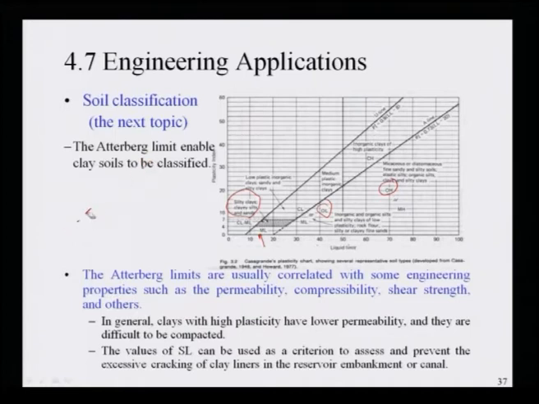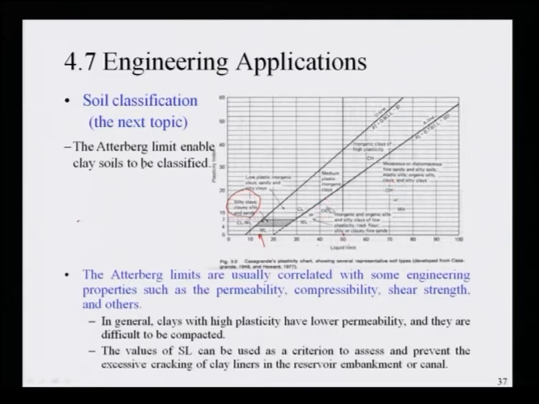Now in this chart, if the soil is lying below the A line, as you can see here, it is lying below the A line. From here to here, 50%, this is called OL. That means inorganic and organic silt and silty clays of low plasticity, rock flour, silty or clayey fine sands.